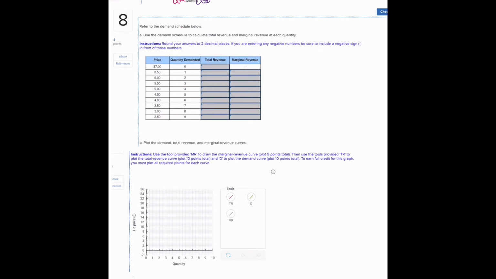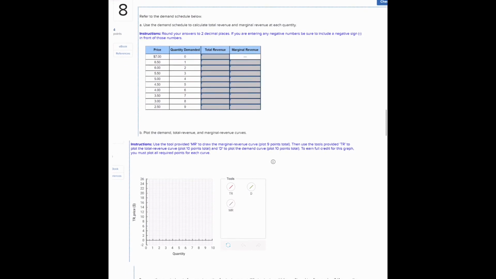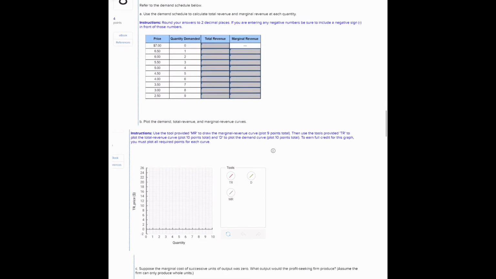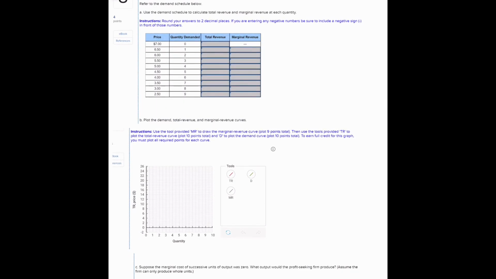Number 8, refer to the demand schedule below. Use the demand schedule to calculate total revenue and marginal revenue at each quantity. So this is going to be pretty straightforward, and then it's going to ask us to use it in a graphical context. So we're going to just do the calculations. If you remember what total revenue is, price times quantity is total revenue, and marginal revenue is the change in total revenue divided by the change in quantity, which is going to be 1 in every case. So we're going to just use the change in total revenue.